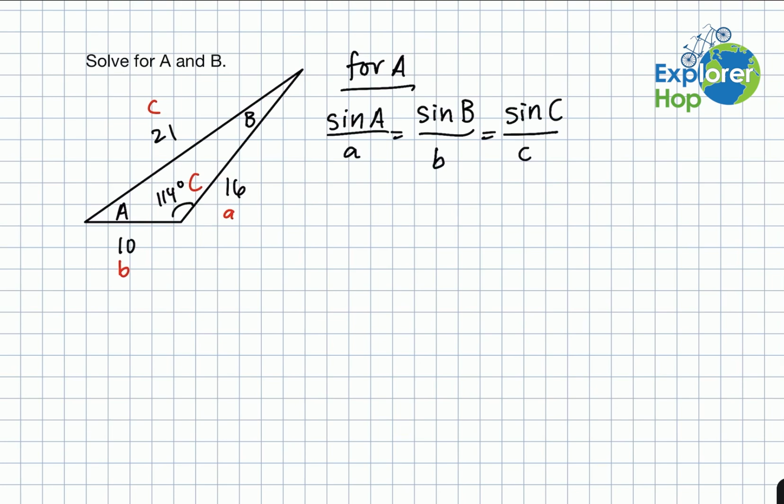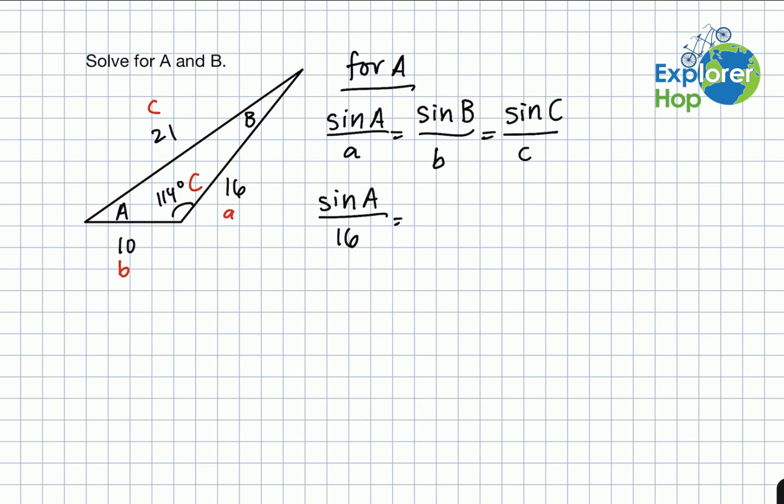Now we don't have the sine of angle A because we don't have angle A, so we're going to keep this like so. But we do have side length A, which is 16, because as you can see, the angle corresponds with its opposite side. So A, side length A, B, side length B, angle C, side length C.